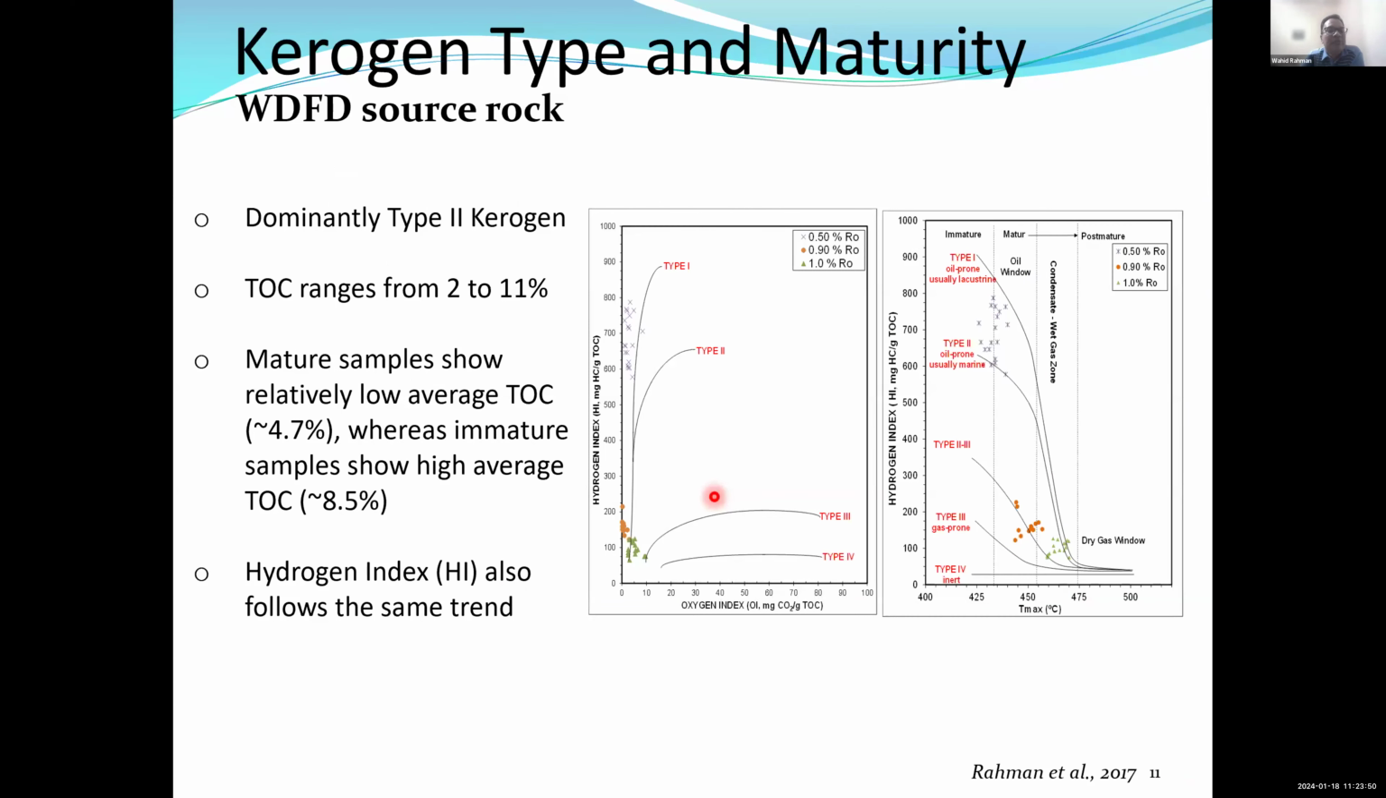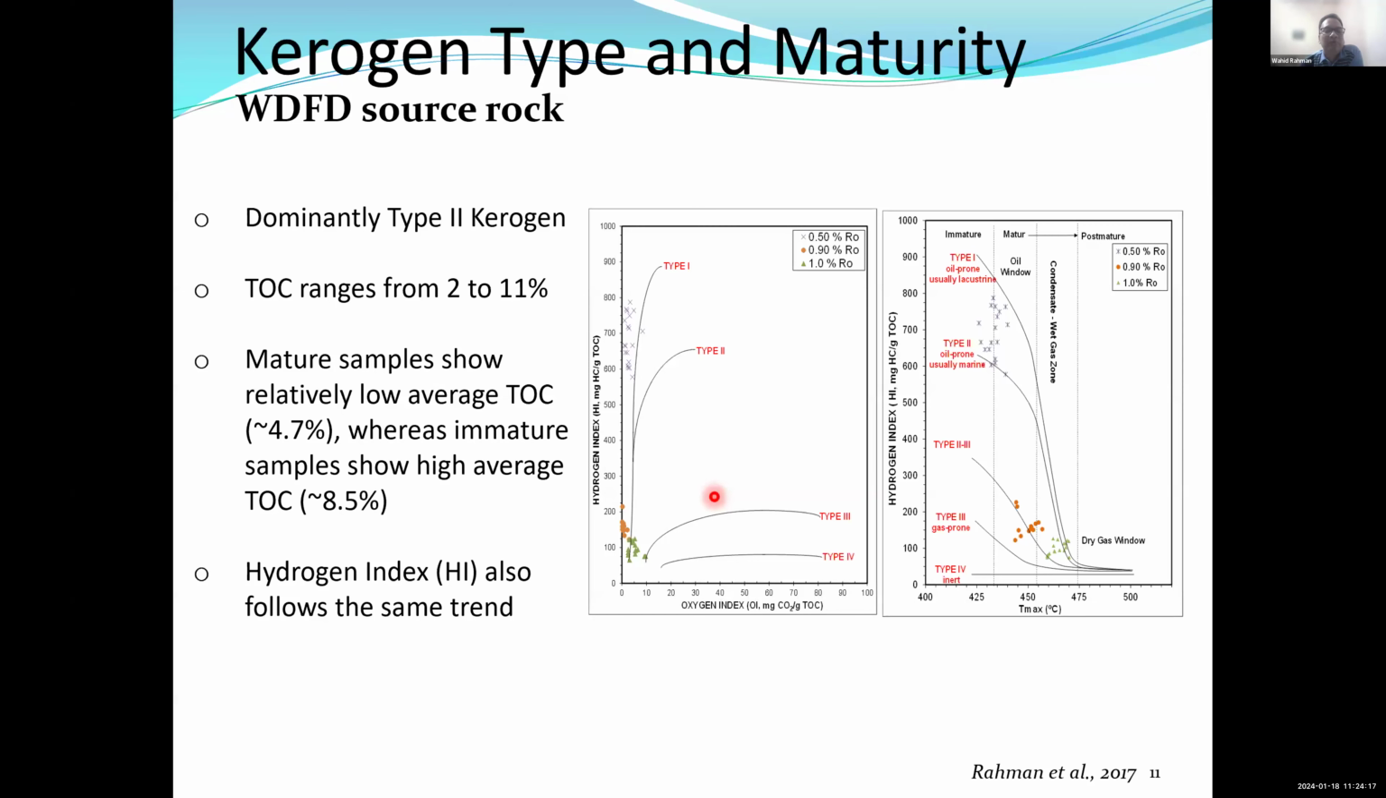So here are the kerogen types and the maturity of the source rock. It's a very simplified way. I just put three different maturities, 0.5%, 0.9%, 1%. So as you see on the Van Krevelen diagram, 0.9% has high TOC, a high hydrogen index, and low maturity. And then as it goes to higher maturity, everything goes down, following the Van Krevelen diagram.